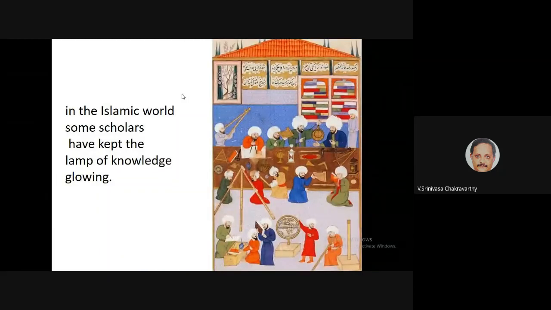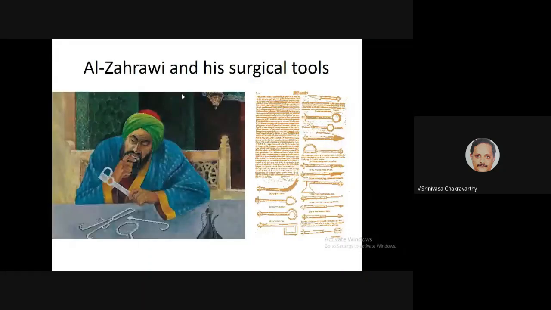So later on in the Islamic world, in the later half of the first millennium, 700 to 1000 AD and all, some scholars kept the lamp of knowledge glowing. So for example, there's Al-Zahrawi, who used surgical tools to perform lots of brain surgeries. So for example, on people with head injuries or brain fractures, right? He would use lots of different instruments. He described how to cleanse them, how to maintain them, how to use them, and so on.